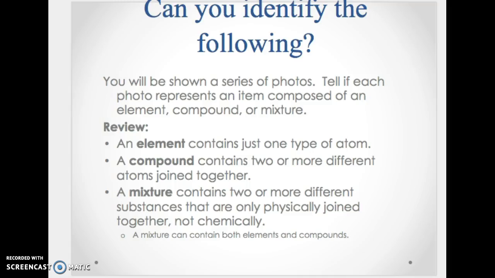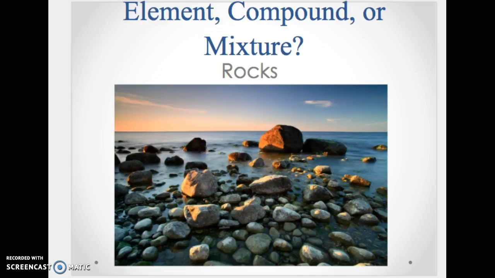So we'll do a little bit of identifying, see what you think. I'm going to show you a series of photos and you're going to tell me, is it an element, compound, or mixture? So you don't need to write these down. This is just practice, okay, to quiz yourself, see how well you retain this knowledge. So remember, an element contains only one type of atom. Compound has 2 or more atoms joined together or bonded together. And a mixture contains 2 or more different substances that are only physically joined, not chemically. Okay? So think rocks. Are those elements, compounds, or mixtures?